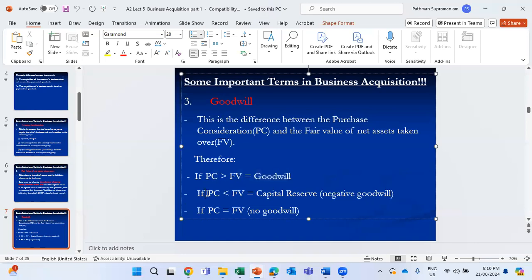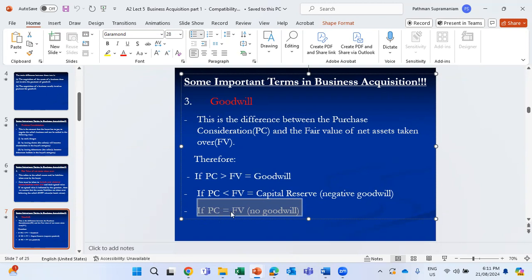That extra 20,000 is the goodwill. Okay, if the purchase consideration is lesser than the fair value of net assets taken over, then this is referred to as a negative goodwill or capital reserve. But nowadays, most questions don't ask you this way. The third scenario, if the purchase consideration equals the fair value of net assets taken over, then there's no goodwill. So most likely in an exam question, only situation 1 applies. Situation 3 will not apply. I just put that for your knowledge, because otherwise they might want to test you on goodwill.